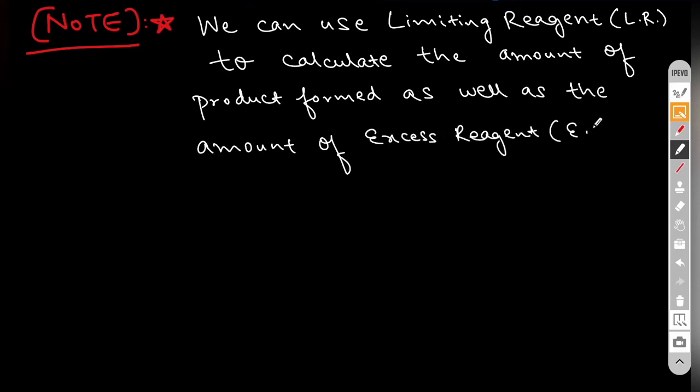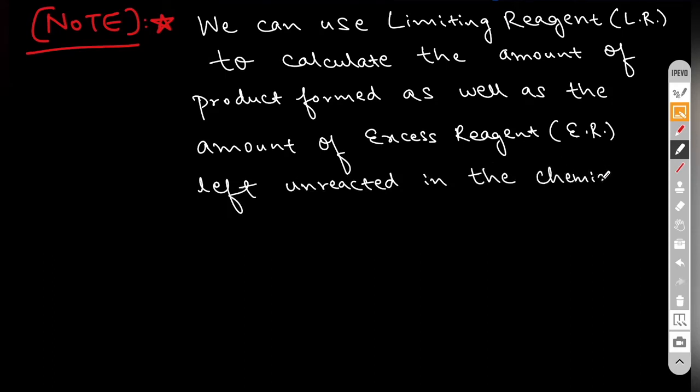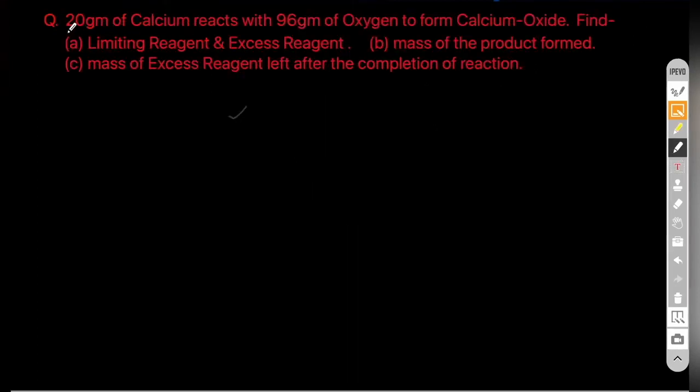So basically we can use the data of the limiting reagent to calculate the amount of product formed as well as the amount of excess reagent left unreacted in a chemical reaction. Now we'll solve a problem so we better understand.